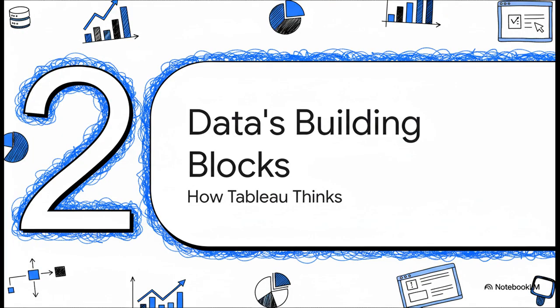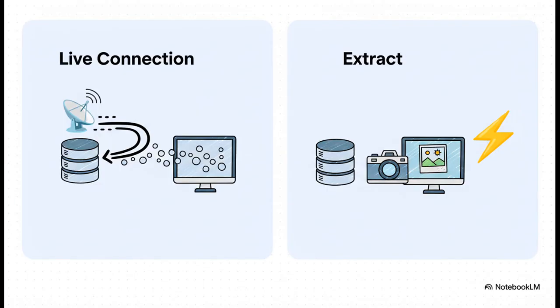Okay, so to build really cool stuff in Tableau, we first have to understand its building blocks. I want you to think of your data like a giant box of Legos. Tableau helps you sort all those pieces out so you can start building something incredible. So, your very first choice is how you want to connect to your data. A live connection? That's like watching a live news feed. The information is updated the second it happens. An extract, on the other hand, is more like taking a photo. It's a snapshot of the data at a specific moment in time. The live feed is amazing for up-to-the-minute info, but that photo, the extract, is way faster to work with.